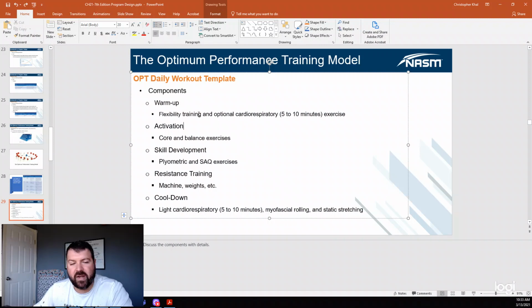And then you can do whatever else you want. I usually like to do more dynamic warm-up, but that's a little advanced, so for people right off the bat, we'll keep it a little bit lighter. And then the next stage we're going to do some core and balance exercises. There's also skill development, which is the more plyometric and speed, agility, and quickness exercises. Then you have your normal resistance, weights, machine exercises, whatever it is. And then you have your cool down, with some kind of light cardiorespiratory, foam rolling, stretches, whatever it is.